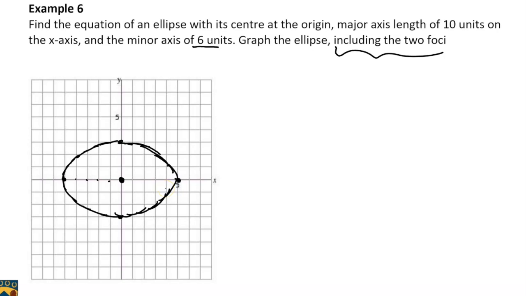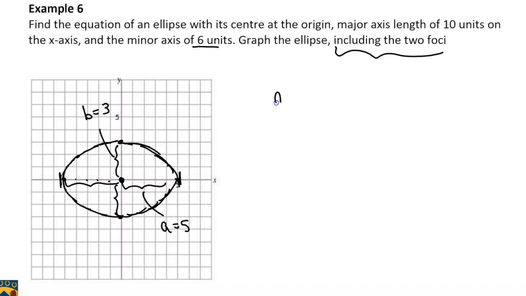Okay, now the length of a is 5. Remember, the length of the total vertices would be 2a, and that would be 5 plus 5, which is 10. And our length of b is 3. And 2b would be 6 units, which is the length of our minor axis. And so what they're saying is, well, where do we need to place the foci to make this a true statement for our ellipse? Like where would this be?